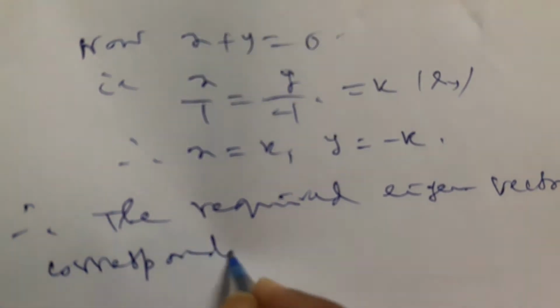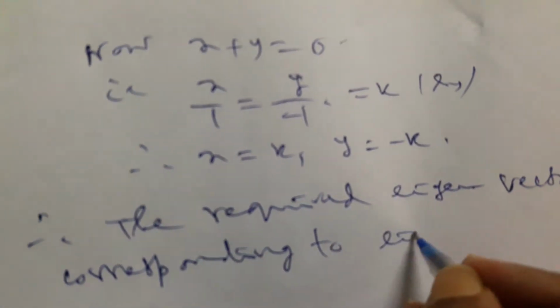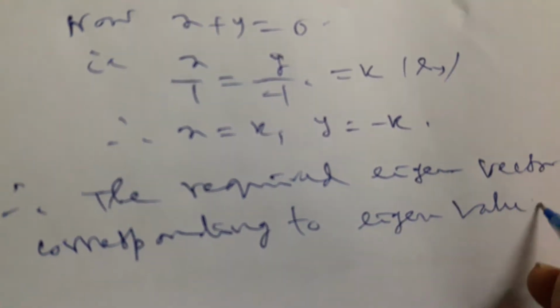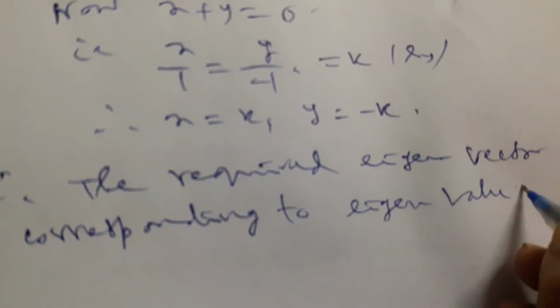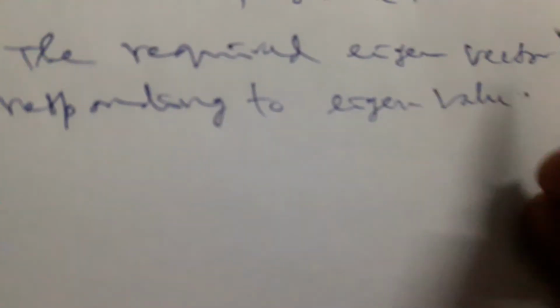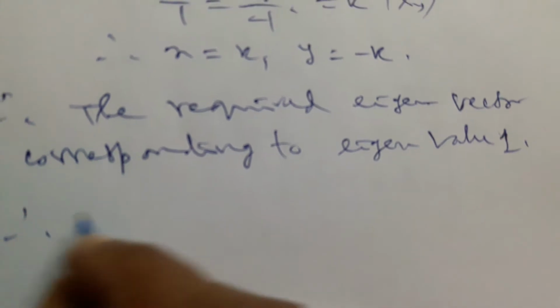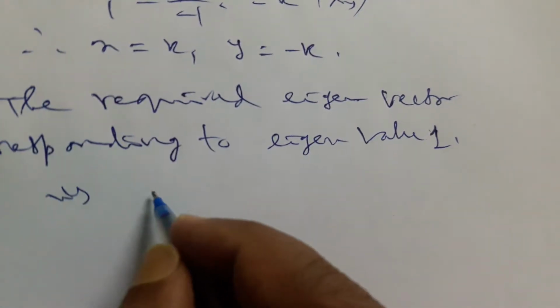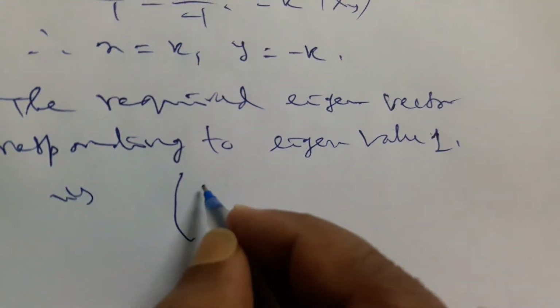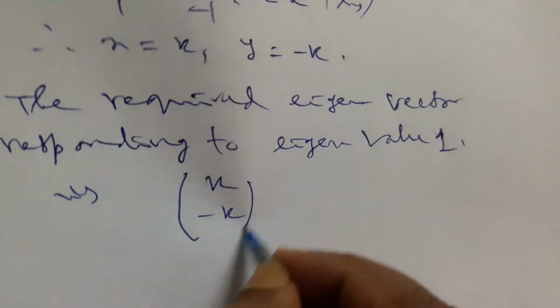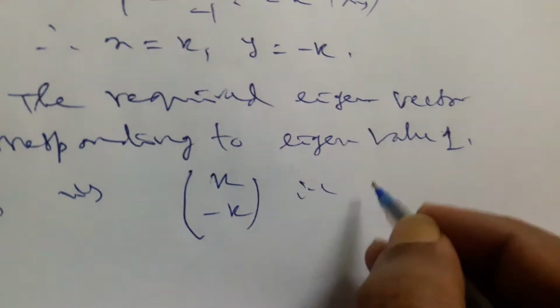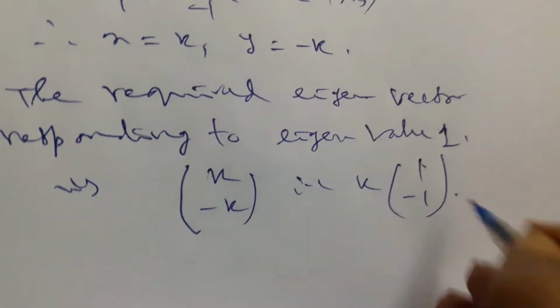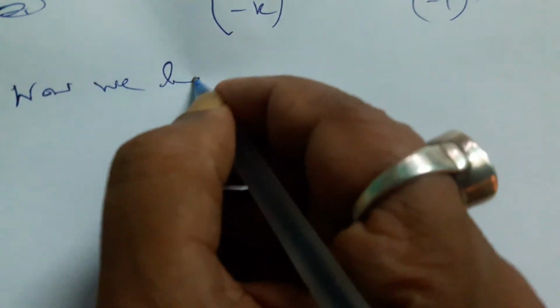corresponding to eigenvalue 1 are calculated as X, which is k and minus k, that is k into (1, minus 1).